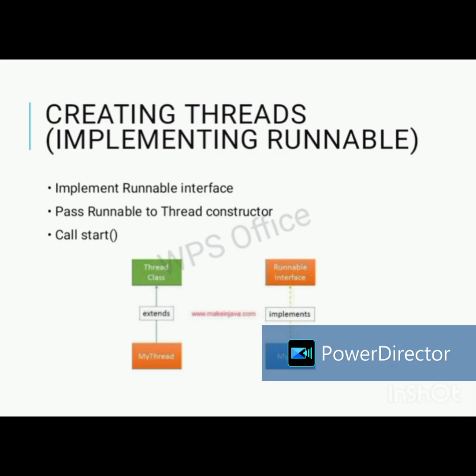To create a thread using Runnable, first one, implement the Runnable interface in your class. Second one, override the run method with the task logic. Third one, create a Thread object and pass the Runnable implementation to its constructor. Fourth one, call the start method on the Thread object.